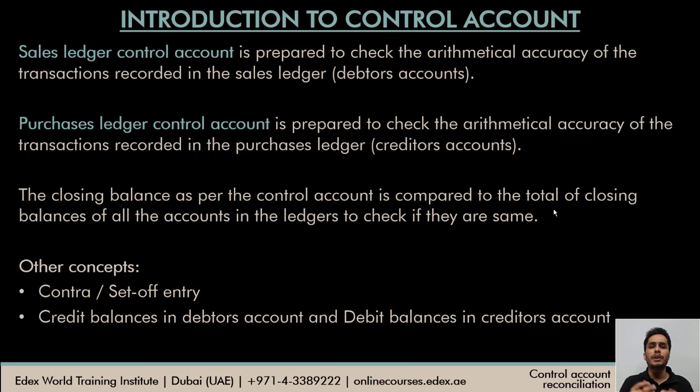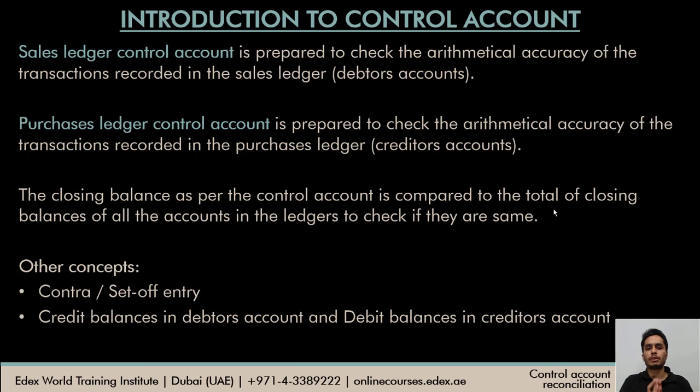Some important concepts when you're preparing control accounts: contra entry or set off entry. These entries are prepared to set off common balances. If a party is a debtor and a creditor to the business at the same time, you will have to set off common balances and show the net amount payable or receivable in the books.